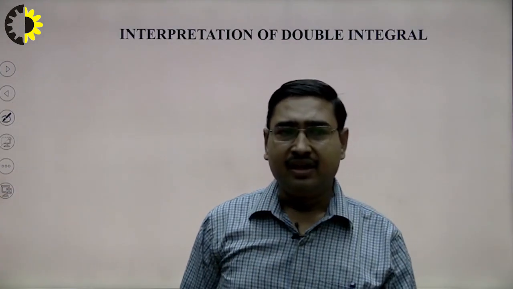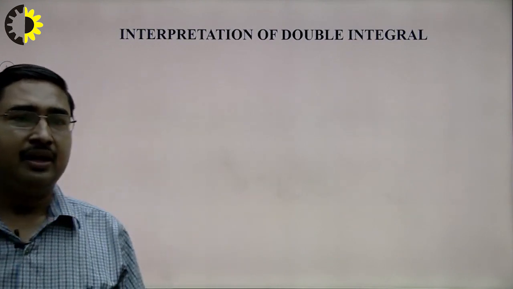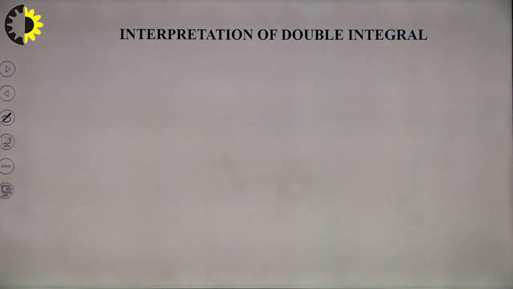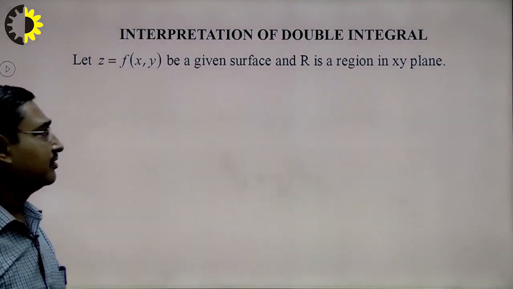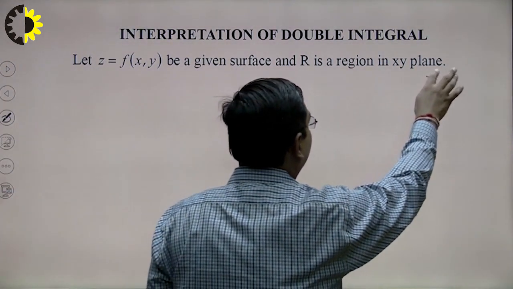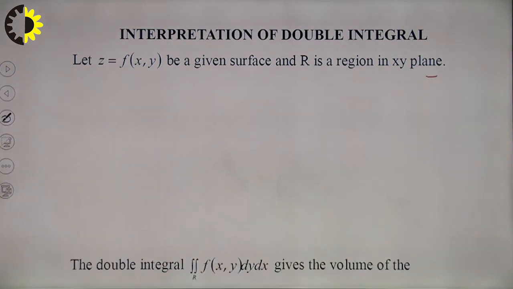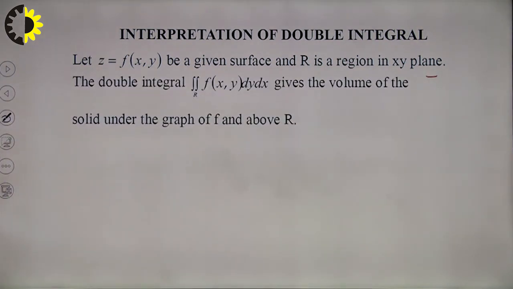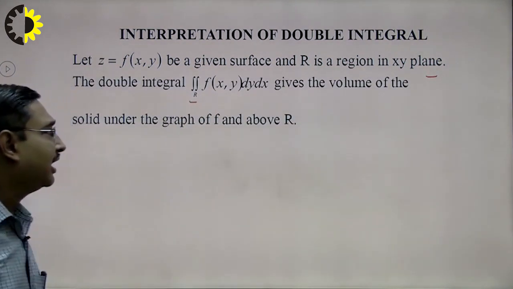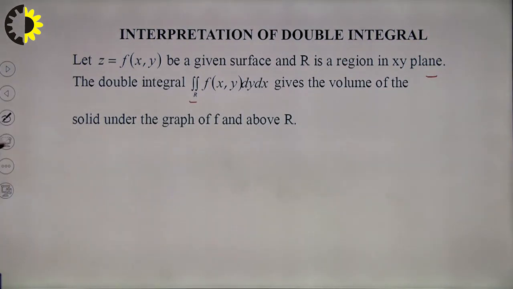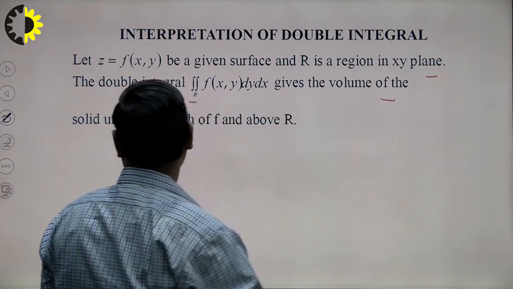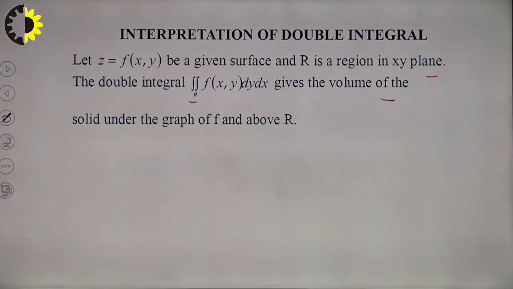Now we understand what double integration represents. Let z equal to f(x,y) be a surface and R a region in the xy plane. The double integral over R of f(x,y) dy dx, where I have written dy dx for dA, gives the volume of the solid under the graph of f and above R.